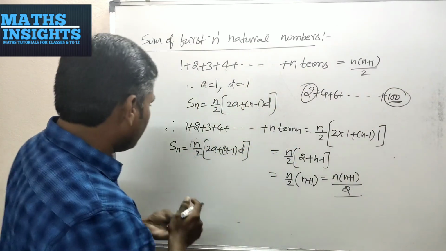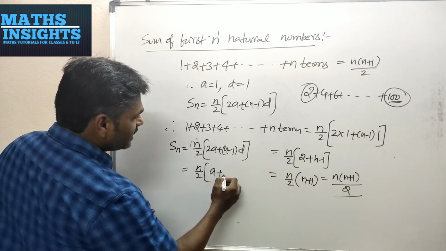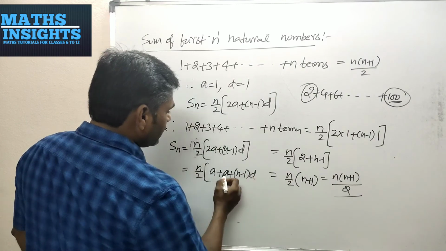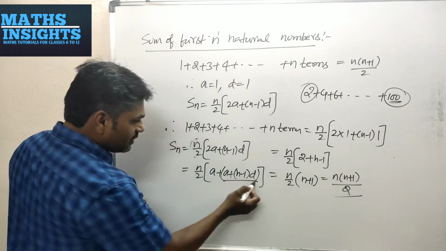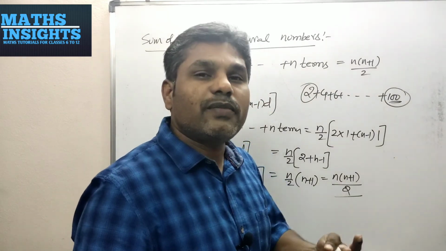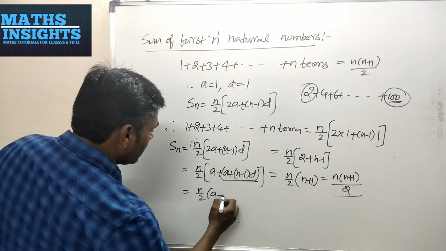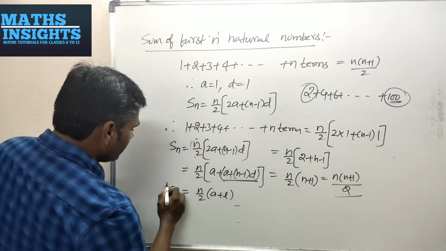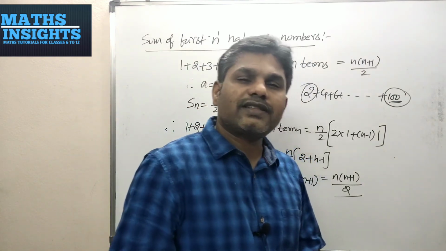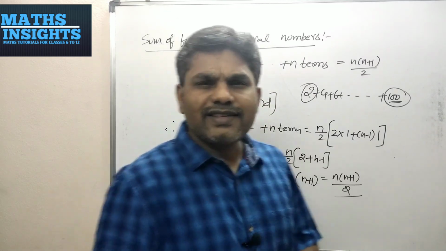Then what is the formula? That is equal to n by 2 into, this 2a can be written as a plus a, plus n minus 1 into d. So this is nothing but the last term or nth term. So for the last term, I will use the symbol L. That is equal to n by 2 into a plus L, where a is the first term, L is the last term, and n represents the number of terms whose sum you want. I think this is helpful to you.